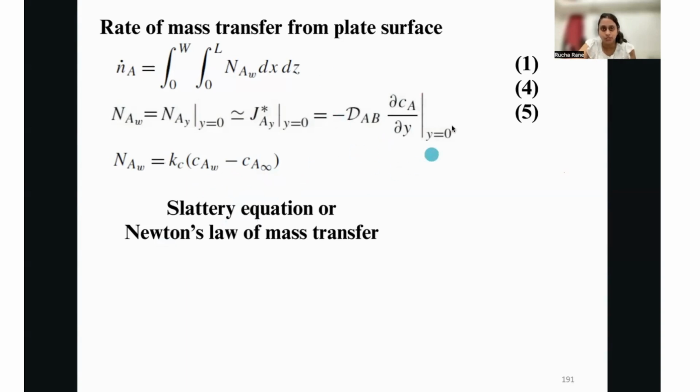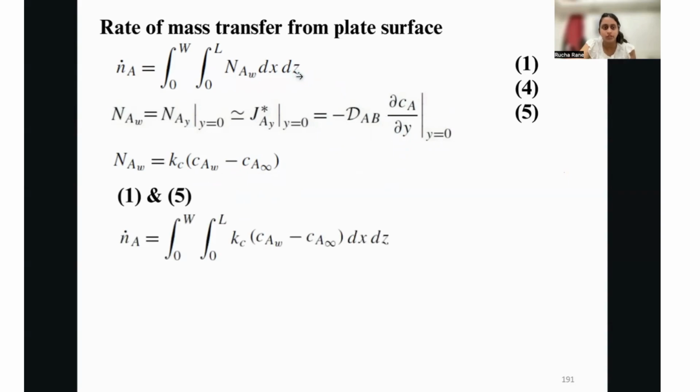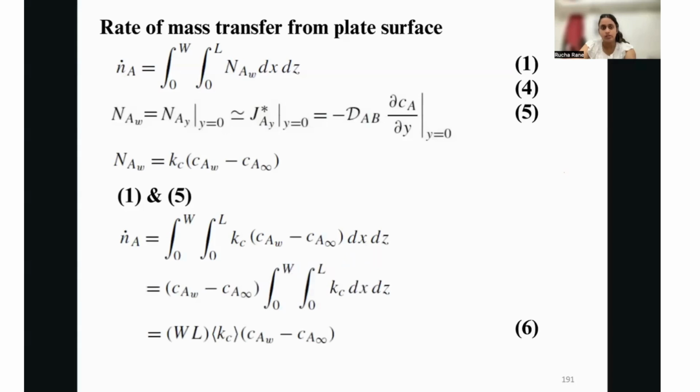So instead of the difficult-to-determine term, we will put this equation in equation number 1. So from 1 and 5, we get this integration. Now, since CaW and Ca infinity are constant and not changing with respect to area, we can take these terms out. The remaining terms are Kc into dx into dz. Now dx dz integrated over W and L will give you WL into CaW minus Ca infinity.